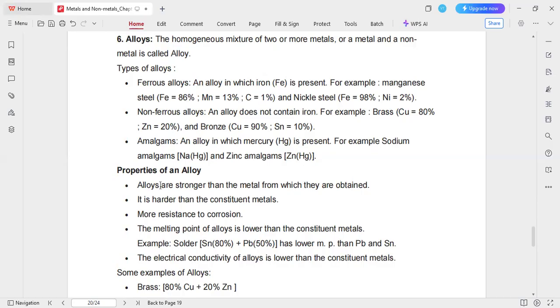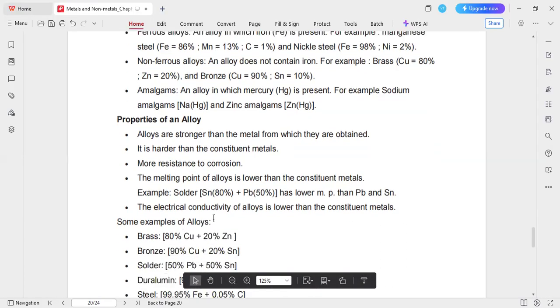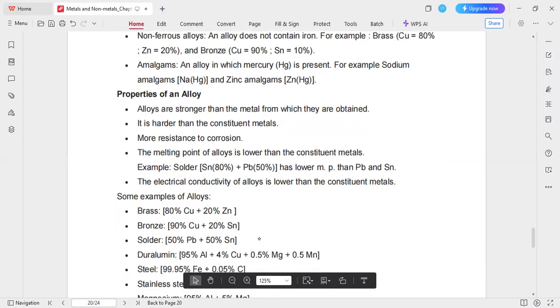The properties of alloys: they are stronger than the metal from which they are obtained. They are harder than the constituent metal. They are more resistant to corrosion. Yes or no? The melting point is lower than the constituent metal. Brass is what, children? 80% copper and 20% zinc. Bronze is copper and tin. Solder is lead and tin, 50-50%. Duralumin is aluminum, copper and manganese. Yes or no? The percentages are not that important.